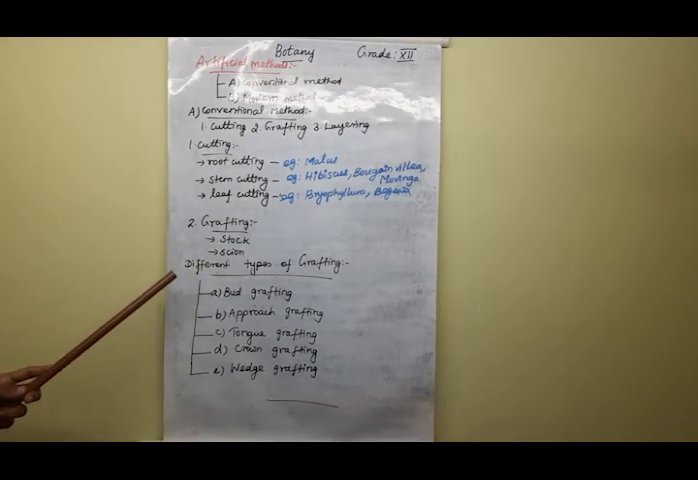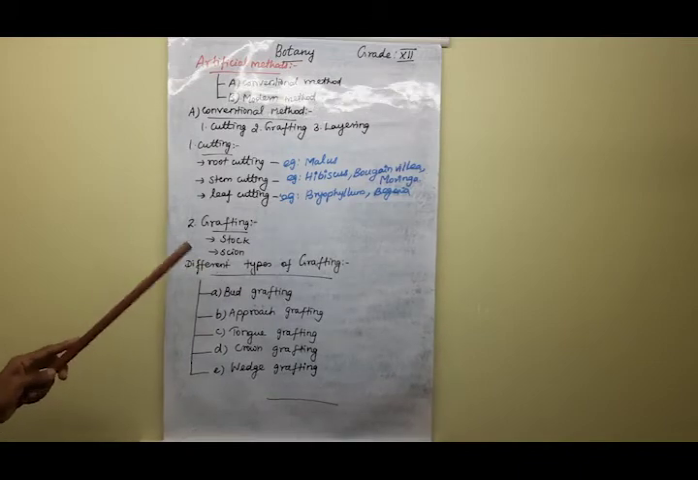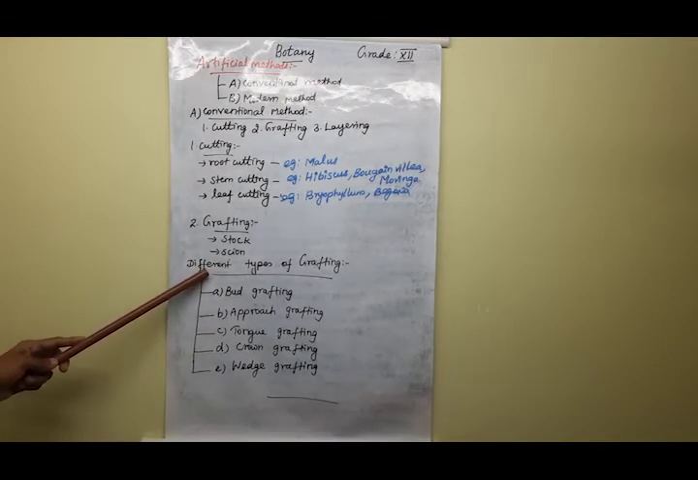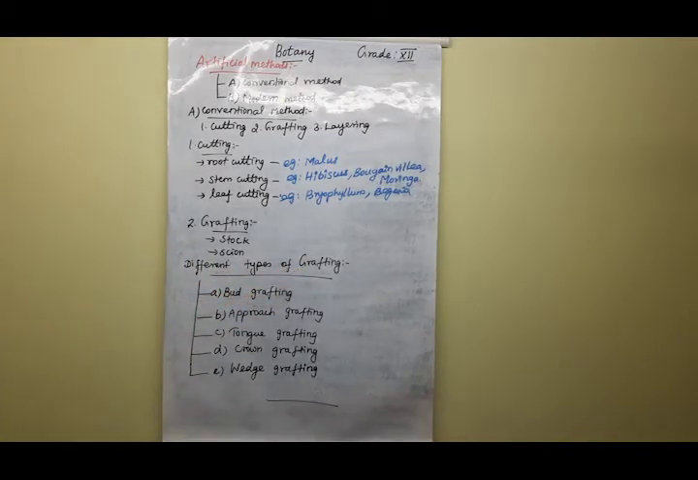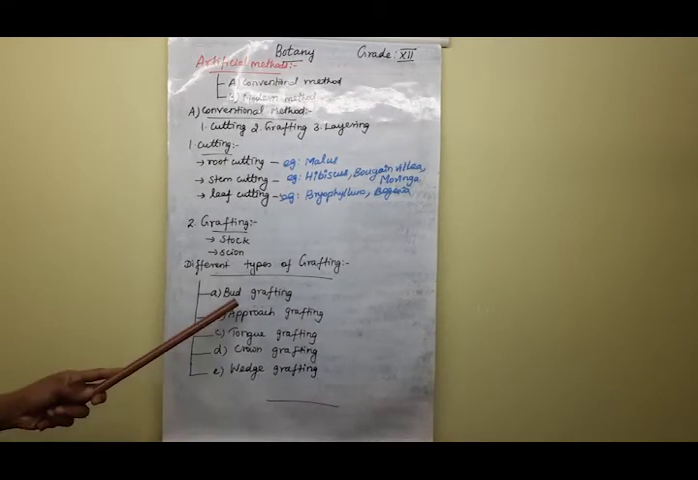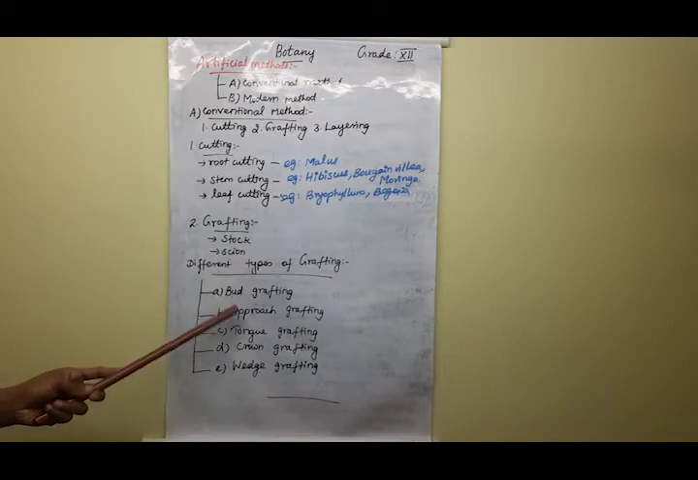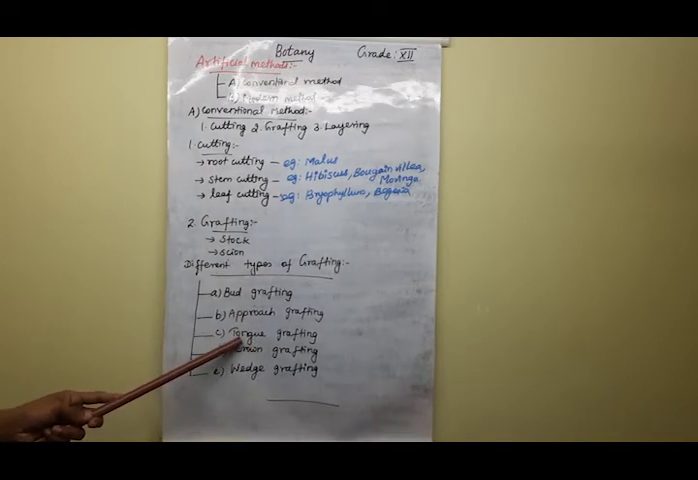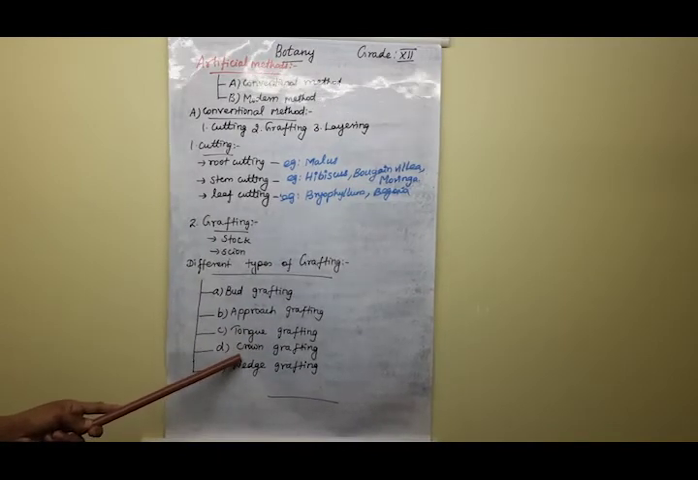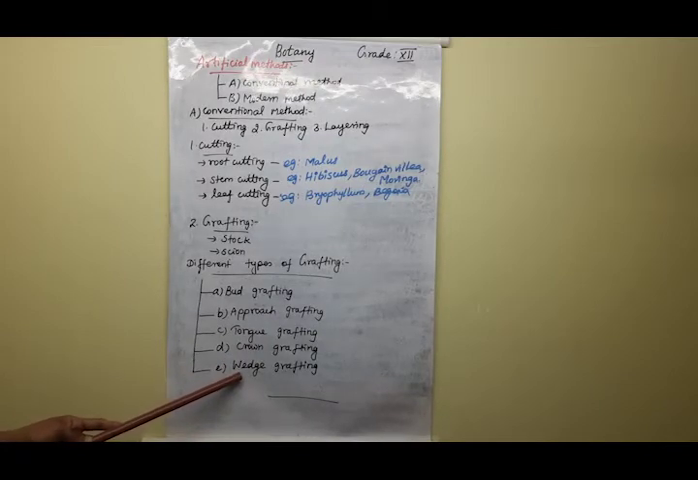Understood? The next one we are going to learn about, this is one of the 5 mark questions, children, listen carefully: different types of grafting. There are 5 types, right? First one is bud grafting, approach grafting, chunk grafting, crown grafting, wedge grafting.